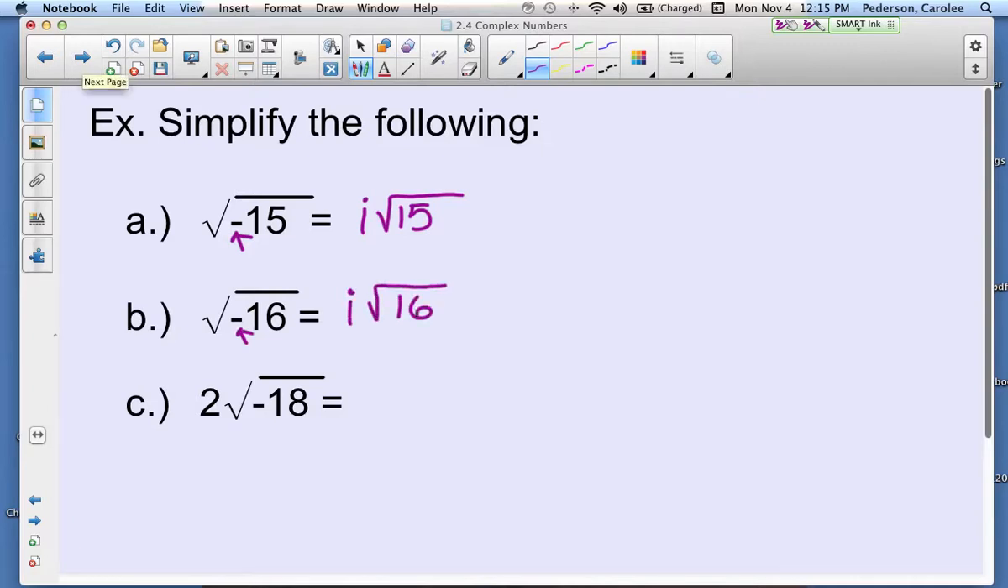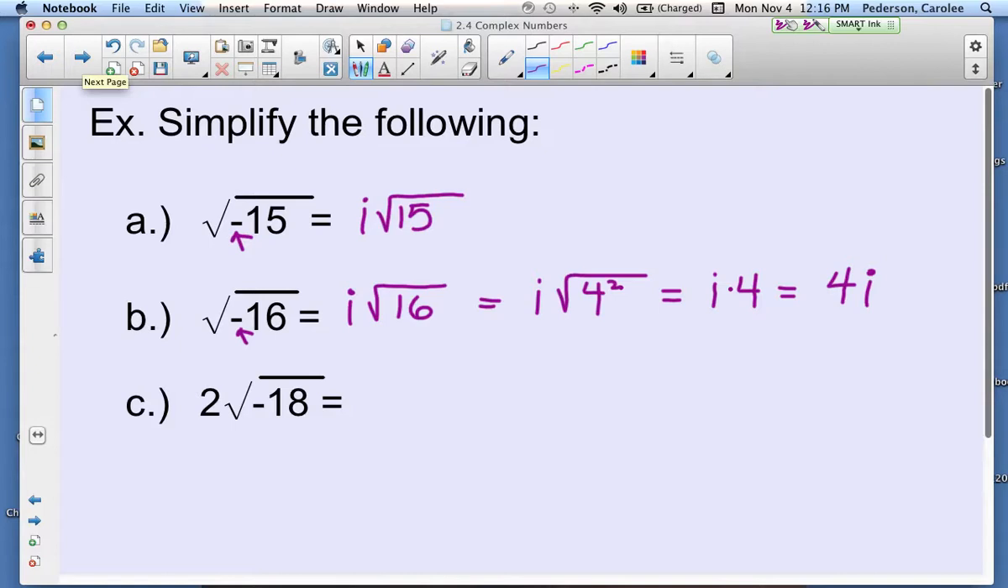And then reduce the square root of 16. Square root of 16, remember, is 4 times 4. So the square root of 16 is 4. And we always like to write the 4 first and then that imaginary i. So 4i is your final answer.